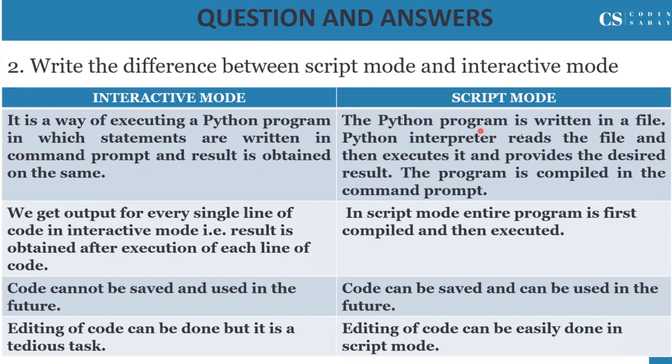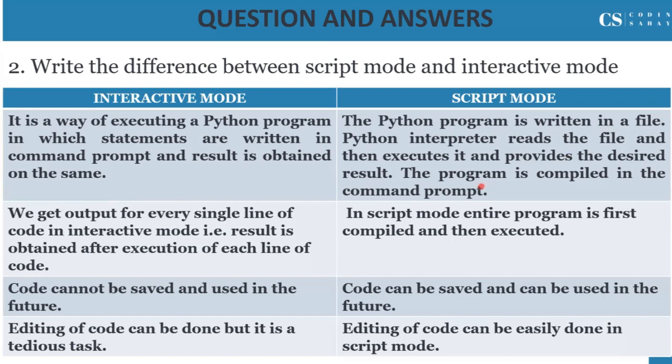Whereas in script mode, the Python program is written in a file. We are opening a file and in that we are writing the program. The Python interpreter reads the file and then executes it and provides the desired result. So first you are writing the program, saving it, then you are executing the program. That time only you are getting the output. The program is compiled in the command prompt. While executing the program, the execution will be done in the command prompt or in the interactive mode. There you are getting the result, not in the script mode.